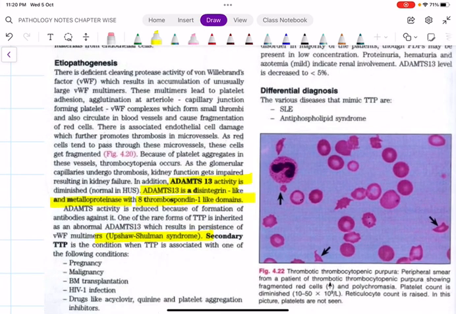What is the name of the syndrome called Upshaw-Schulman syndrome? So I told you what the problem is here: the von Willebrand factor degrading enzyme is absent. Von Willebrand factor forms what we call von Willebrand factor multimers. This is responsible for platelet aggregation. Then again the whole pathway is going to continue.